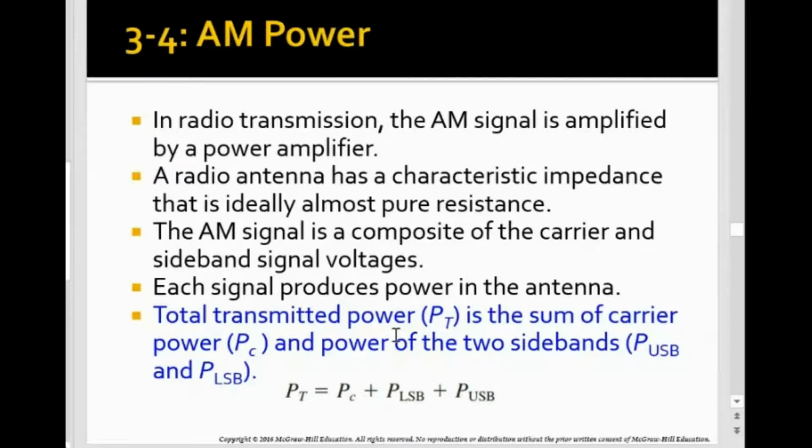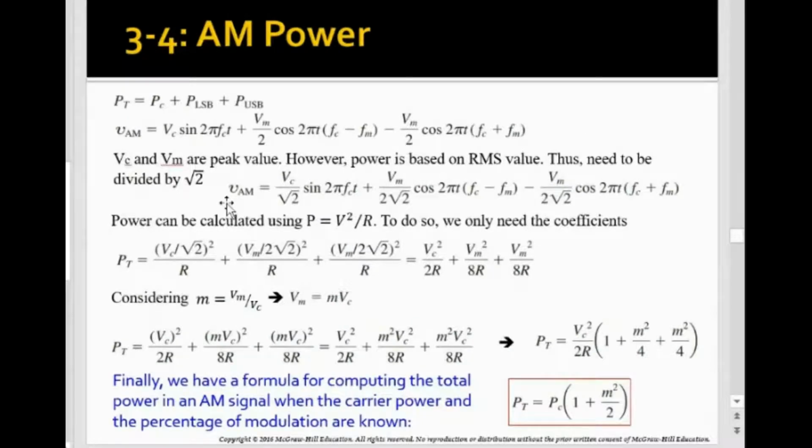Total transmitted power, which we show by PT, is the sum of the carrier power, PC, and the power of the two sidebands, P upper sideband and P lower sideband. So it is shown like this: P carrier plus lower sideband plus upper sideband. I can show you a little more mathematics to get a final equation which relates your carrier power and modulation index. Then you can find your total power.